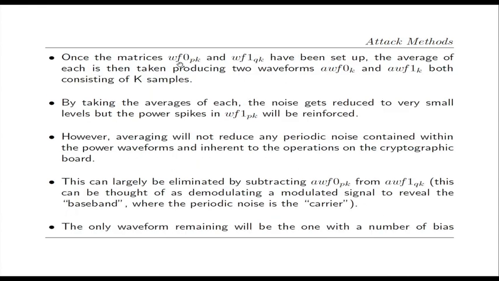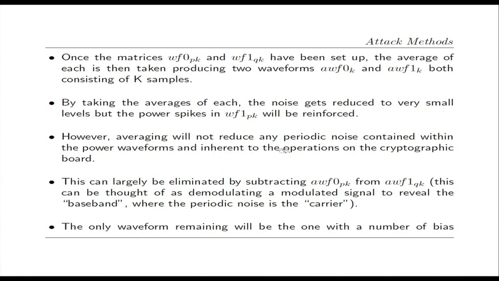Now, once the matrices Wf0 and Wf1 have been set up, the average of each is then taken, producing two waveforms. So, AWf0, this is the average, so we need to divide it by D. We will look at that expression. AWf0 and AWf1 both consist of k samples, so we need to divide by k. By taking the average of each, the noise gets reduced to a small level, but the power spike in Wf1 will be reinforced.